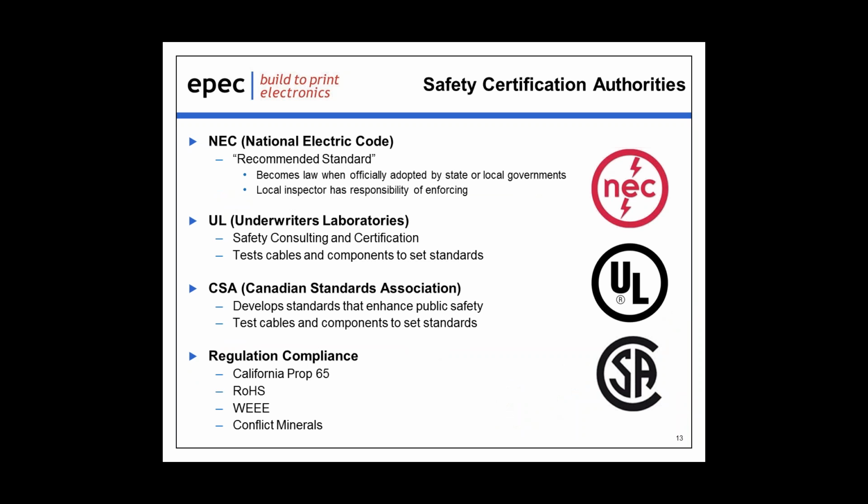Assemblies and the cables attached to them need to comply with safety certification authority guidelines. The National Electric Code is the recommended standard and usually can be adopted by state or local governments, where it then becomes law. Other agencies such as UL or CSA test the components of the assemblies to ensure compliance with the safety standards set by the NEC. In addition, there are other regulations that should be complied with, such as California Prop 65, RoHS, WEEE, and conflict minerals that we're asked to comply with quite frequently.